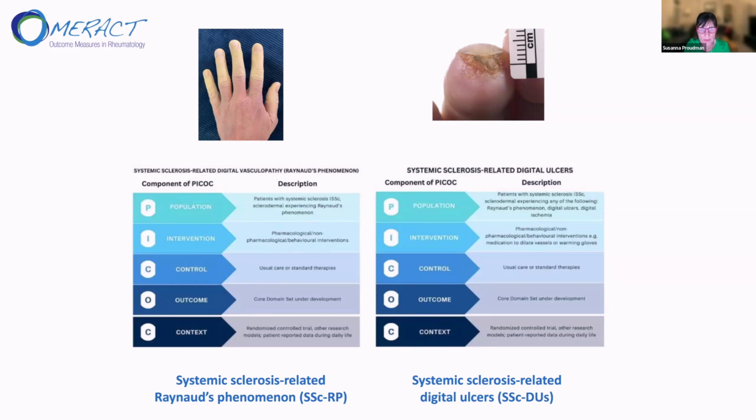We expected there might be some overlap. Certainly the populations are very similar and the interventions are often very similar. Control groups and even outcomes can be very similar because obviously they're closely linked and primarily related to digital ischemia. But we have considered them separately from the beginning on the basis that clinical trials typically focus on one or other of these associated but distinct manifestations.